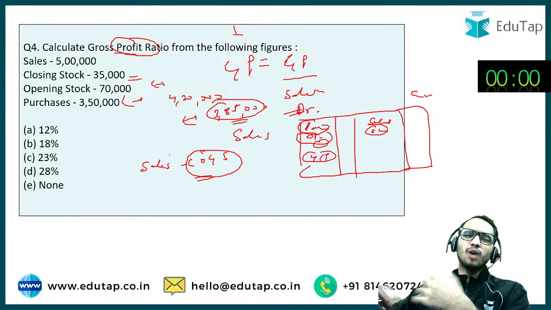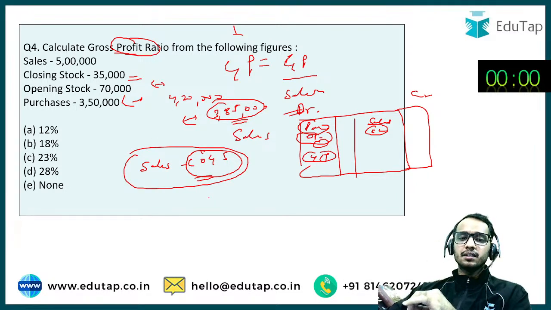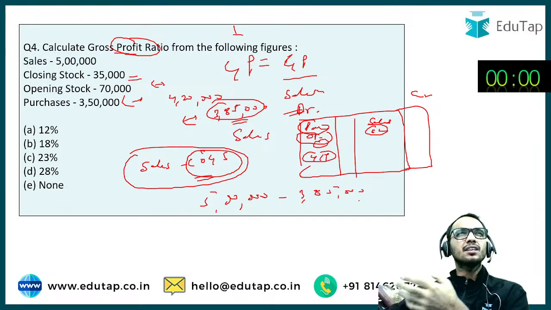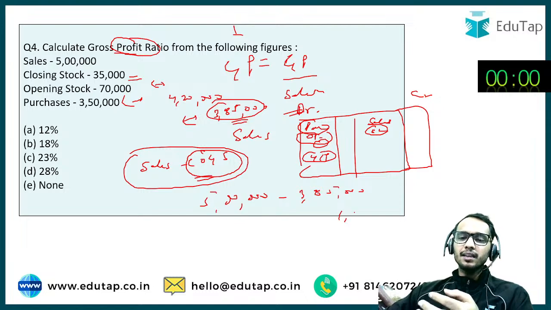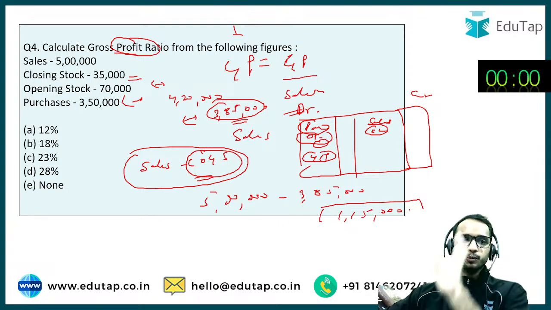So nothing you have to do now. Sales minus cost of goods sold you have to do. So 5 lakh minus 3,85,000. I guess it is 1,15,000. You can do this calculation mentally, or you can use the conventional method of doing that. I am doing it mentally. If I am wrong, you just tell me in the chat section. 1,15,000 is your gross profit.